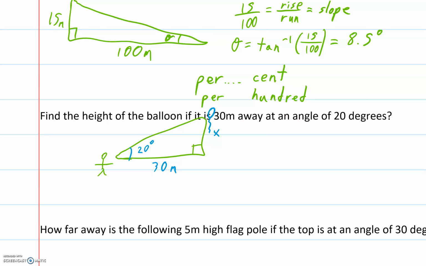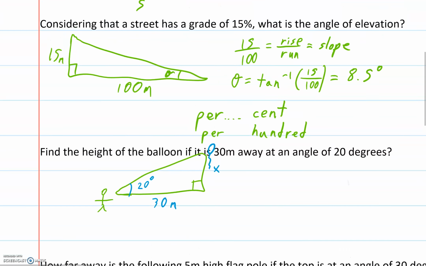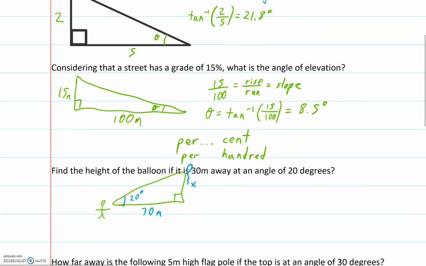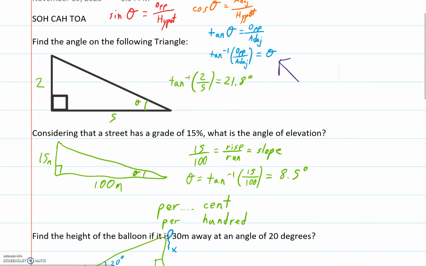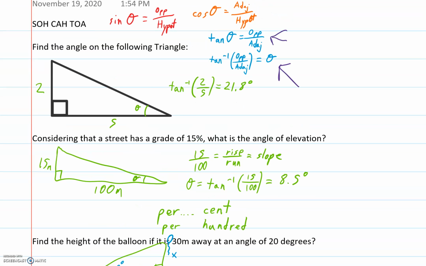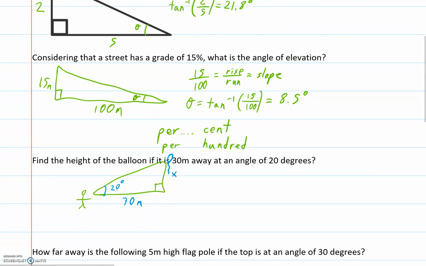Well, this is a slightly different question because we know theta. So we need to plug this into our tan function from the beginning here. So tan theta equals opposite over adjacent. Let's try to put that in. Tan, instead of theta, we write 20 degrees equals opposite x over adjacent 30.